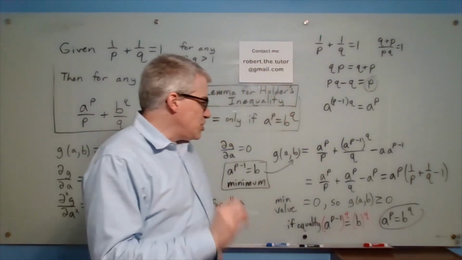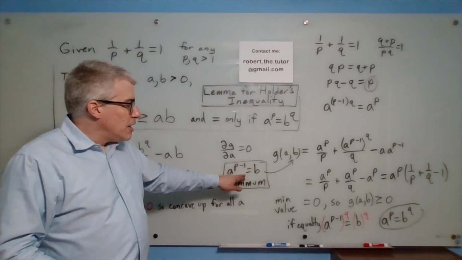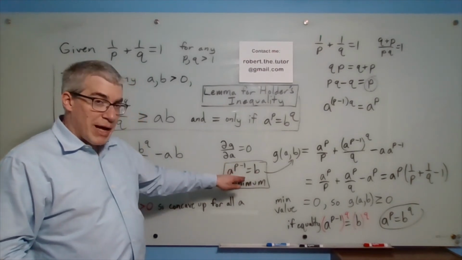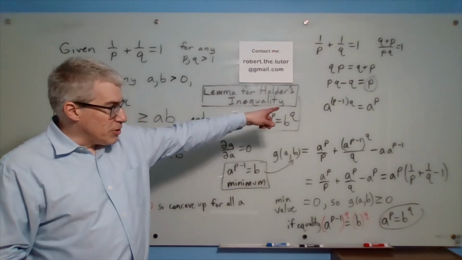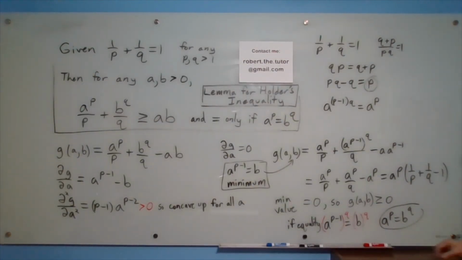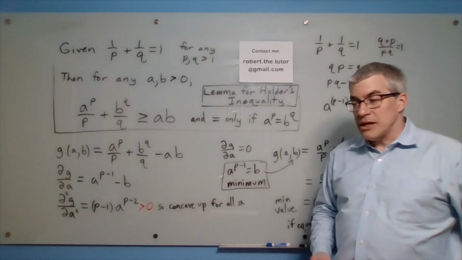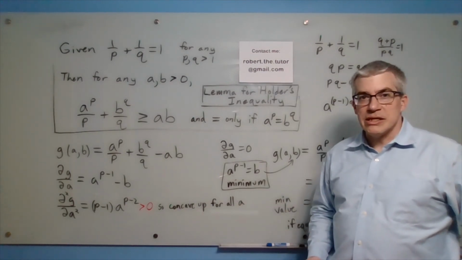And it is only achieved when a^(p-1) equals b. If you raise both sides of this to the q power, we use that weird little trick again, and we get a^p equals b^q, the rest of the theorem. I hunted for an easier way to explain that, but this argument from Casella is the best one I found.